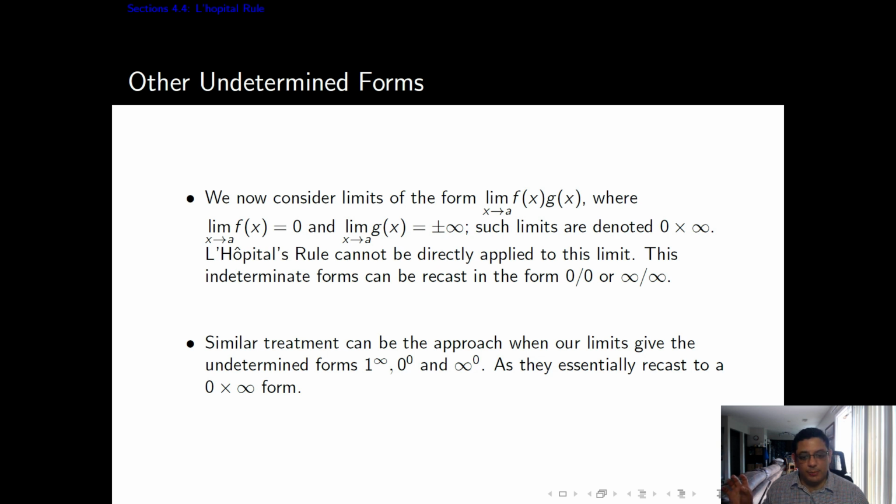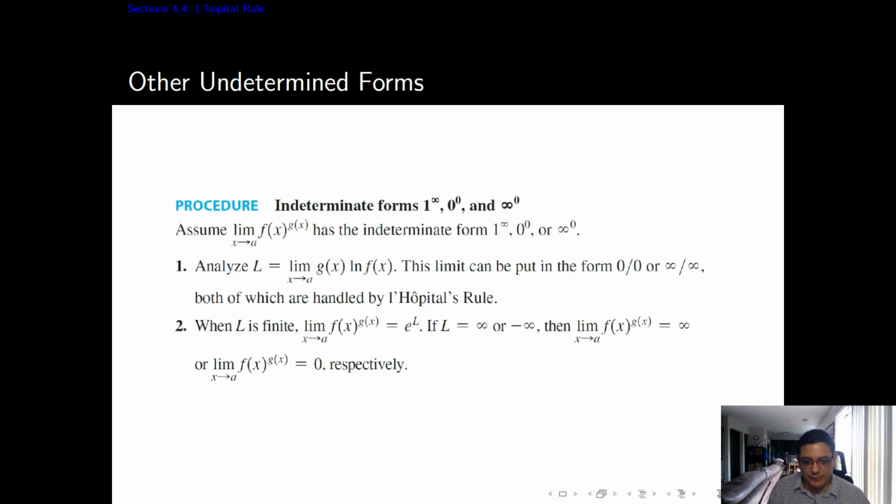Now, a similar treatment can be approached when we have limits that give indeterminate forms of the shape 1 to the power infinity, 0 to the power 0, and infinity to the power 0, as they can essentially be recast to a form 0 times infinity, and then recast to something of the shape 0 over 0 or infinity over infinity. So the procedure is: for anything of the shape 1 to the infinity, 0 to the 0, or infinity to the 0, you assume that the limit has one of those shapes.